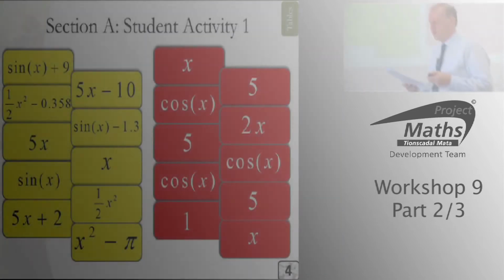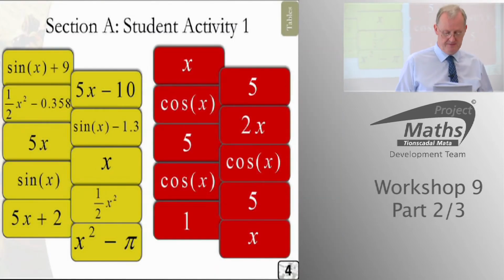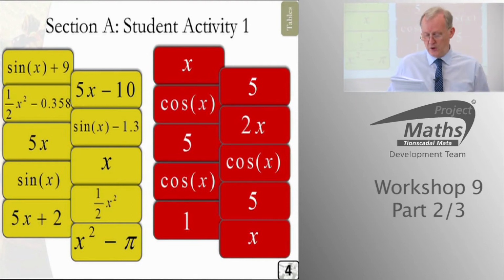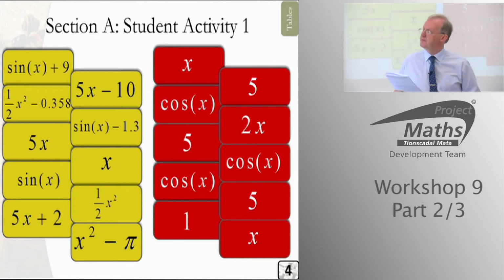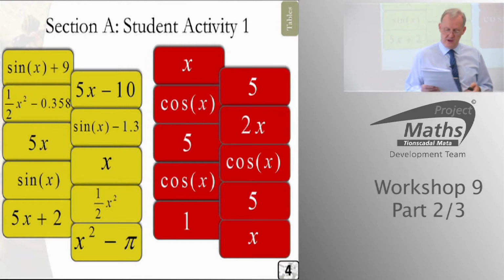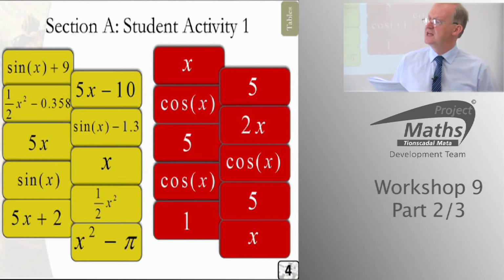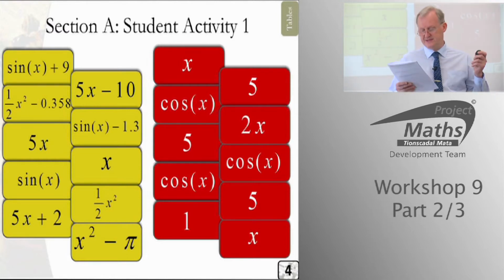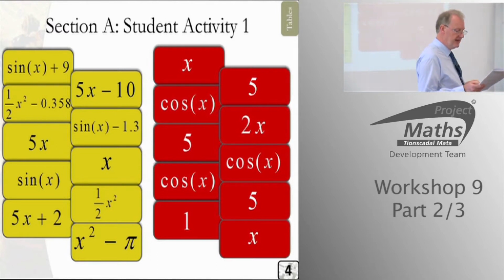What's the instantaneous rate of change of 5x minus 10? What's the slope of the tangent to the curve x squared minus pi? What's the derivative of x? What's the rate of change of sine x? What's the slope of the tangent to sine x minus a third?